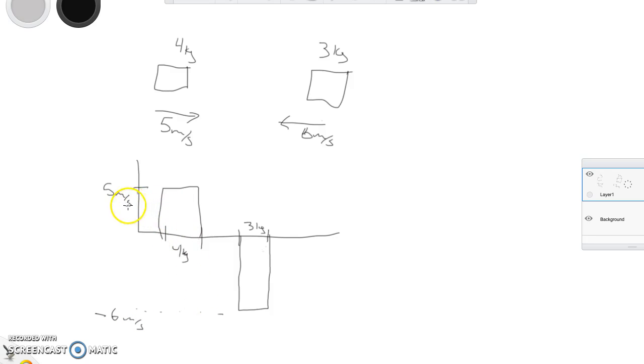So when we find momentum, 5 and 4 makes 20 kilogram meters per second, while 3 and negative 6 makes negative 18 kilogram meters per second. We add those together and end up with 2 kilogram meters per second as our solution.